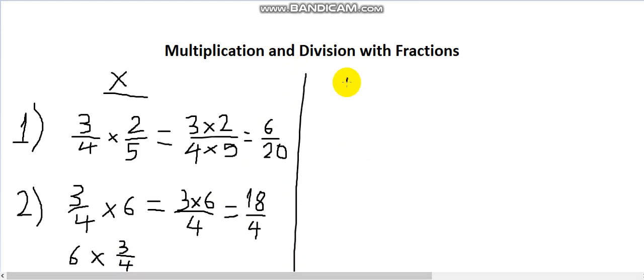Then I have division with fractions. This can be a little more tricky. Again, I have two cases. One is when I'm dividing with a fraction. So the number dividing, my divisor, is a fraction. Let's say I'm doing fraction with fraction. So that would be 2/5, let's say, divided by 3/7, let's say.